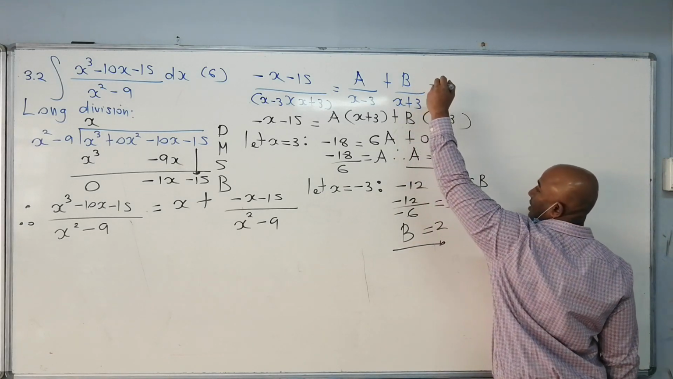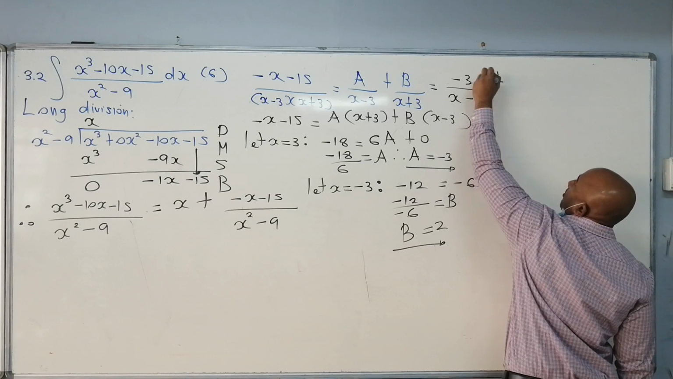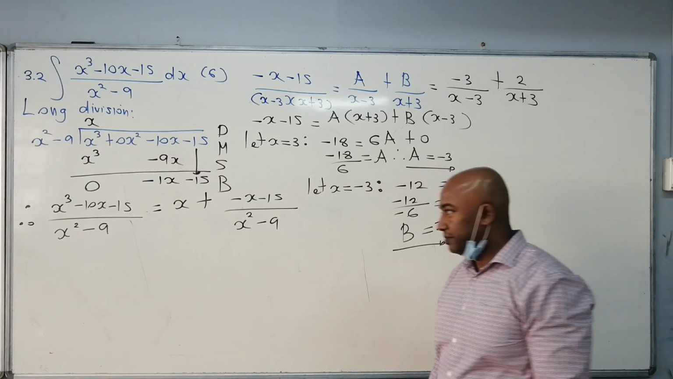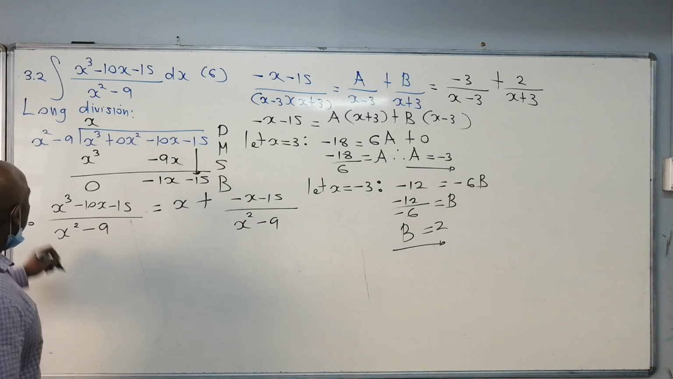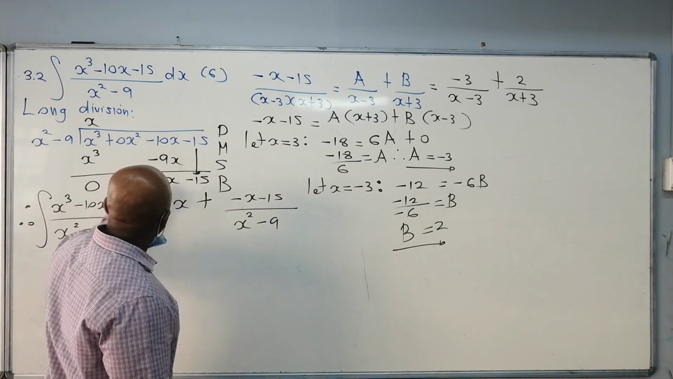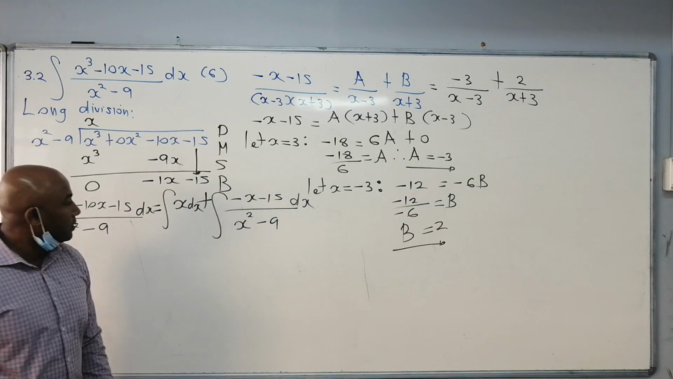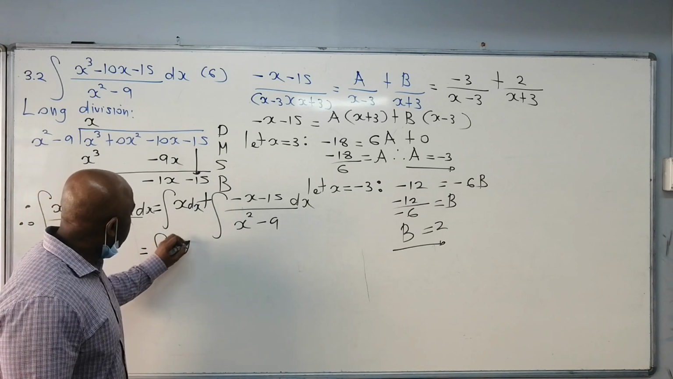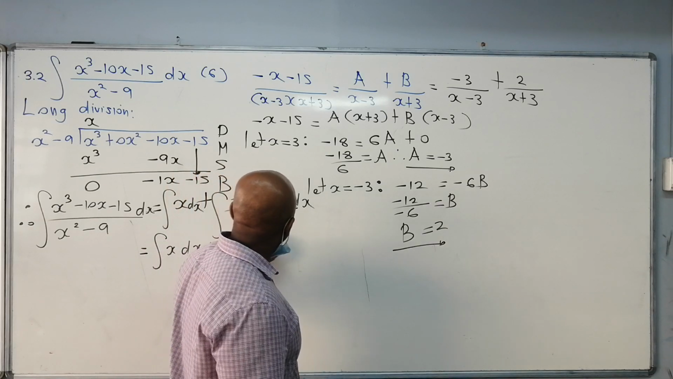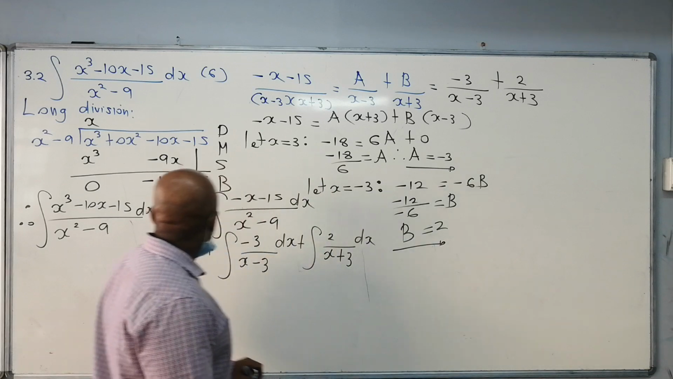So this is now equal to minus 3 all over x minus 3 plus B, which is 2 all over x plus 3. So now I need to integrate. So let me just put in my integration sign now. I need to integrate there. I need to integrate here also. Okay. So now I need to integrate x. I need to integrate minus 3 all over x minus 3. And then I need to integrate 2 all over x plus 3.